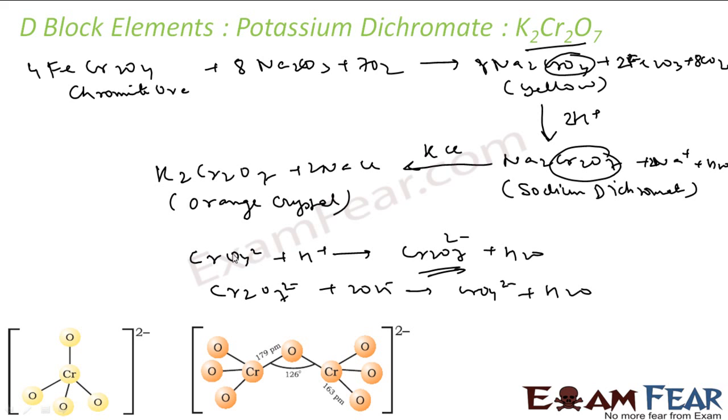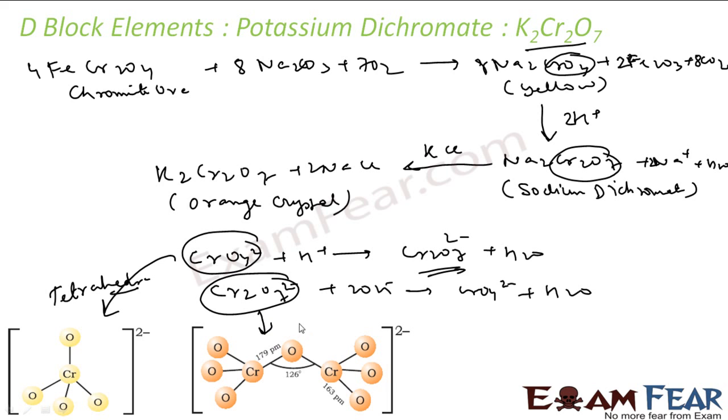Now the structure of CrO4 2-. This is tetrahedral. And the structure of dichromate, Cr2O7 2-, is two tetrahedra joined together. This is the structure. This angle is 126 degrees, the bond length is 179 picometer, and for the chromium-oxygen terminal bond, the bond length is 163 picometer.